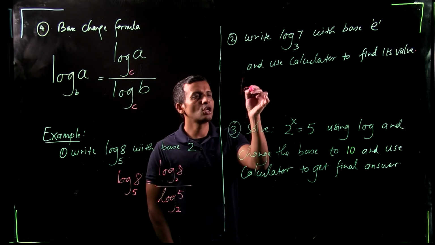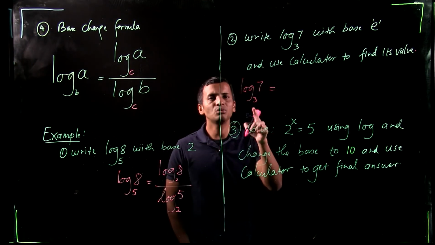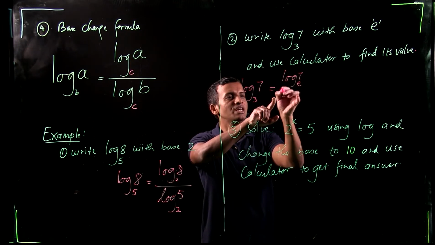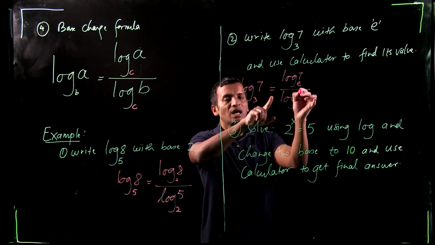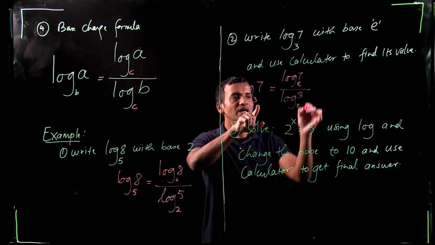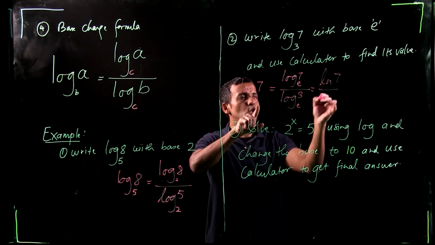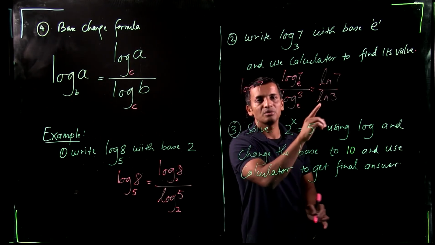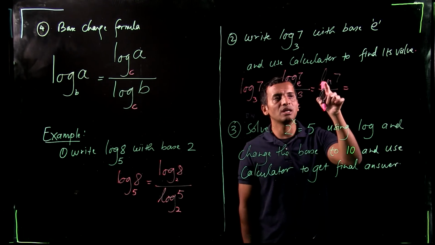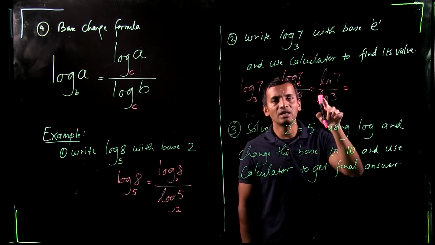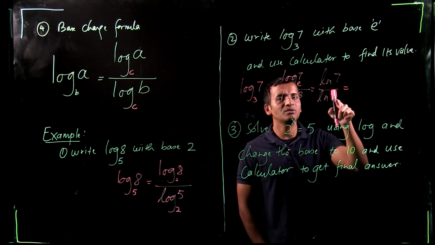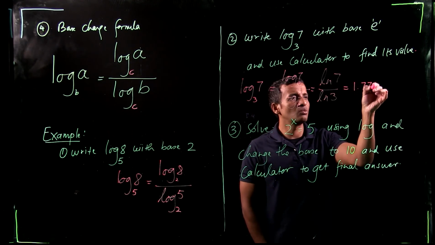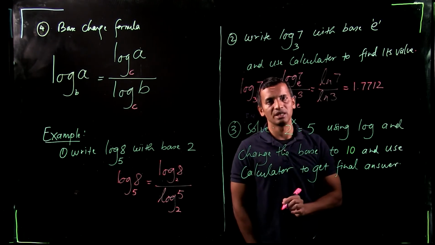Okay, so basically here we have log of 7 with base 3. If you want to write this with base e, how do you write that? Use that formula: log of 7 with base e divided by log of 3 with base e. This is basically natural log of 7 over natural log of 3, because log base e is also written as ln. Now you use the calculator. Write down natural log of 7 and divide by natural log of 3. If you want to find the separate values, you don't have to. You can just divide using the calculator and you will get 1.7712.